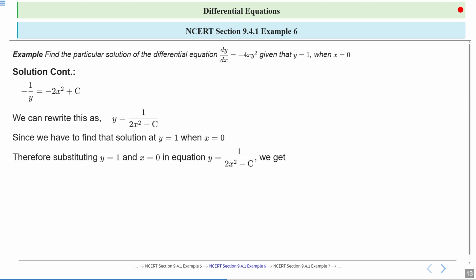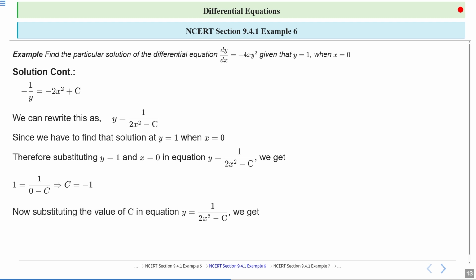Therefore, substituting y is equal to 1 and x equal to 0 in the equation y is equal to 1 by 2x square minus c, we get 1 is equal to 1 by 0 minus c, that is c is equal to minus 1. Now substituting the value of c in the equation y is equal to 1 by 2x square minus c, we get y is equal to 1 by 2x square plus 1.